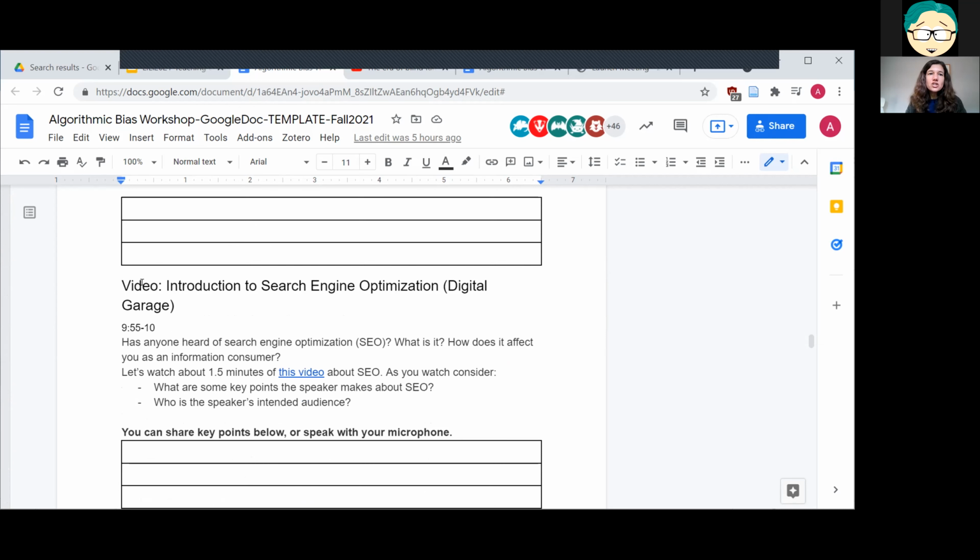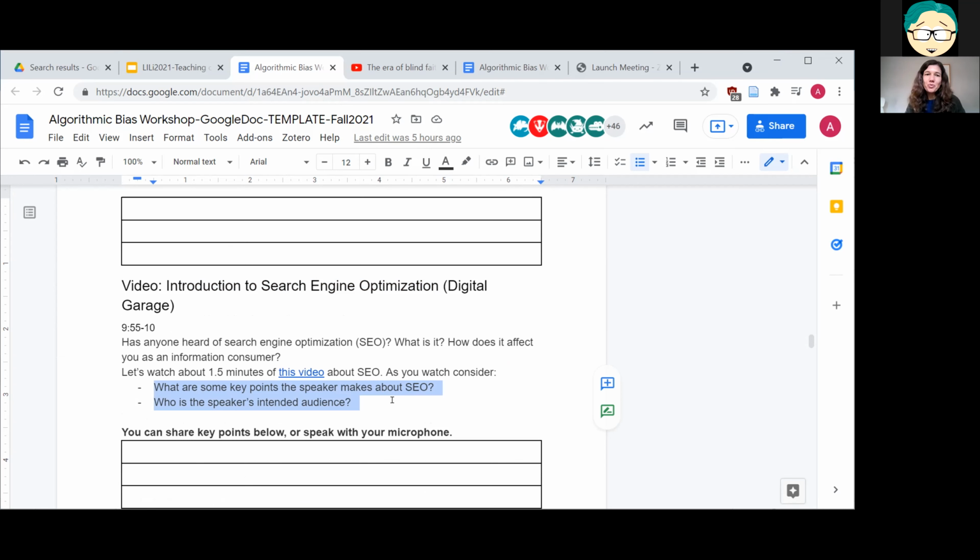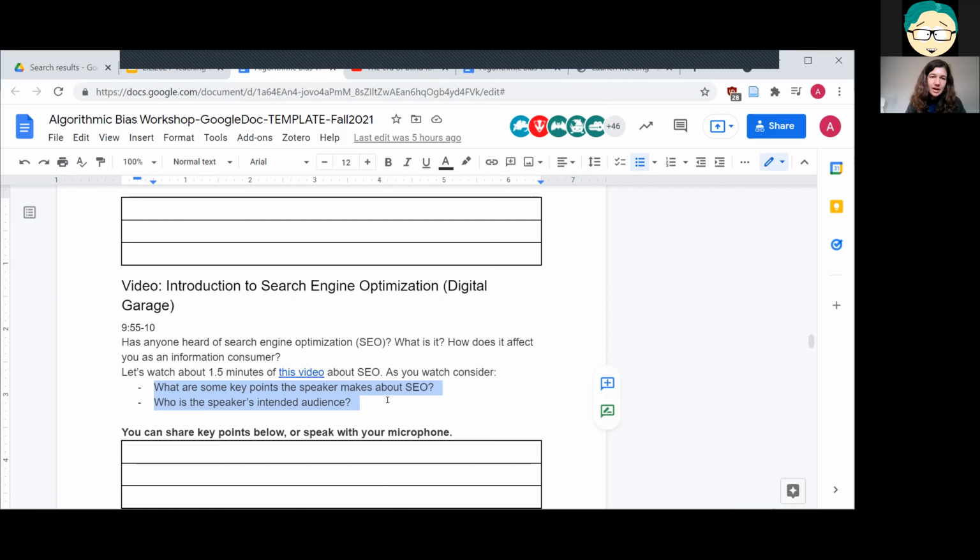And then we watch a video from Digital Garage that introduces people to search engine optimization, or SEO. And I ask them to think about key points the speaker's making and who the intended audience is. And the intended audience is basically people who will pay money to have their business websites optimized using SEO, right? So it's a company that offers SEO services. And so they're giving a very cheerful kind of representation of algorithms and how you can make them work for you. And so it's an interesting contrast to some of the other things that we look at.